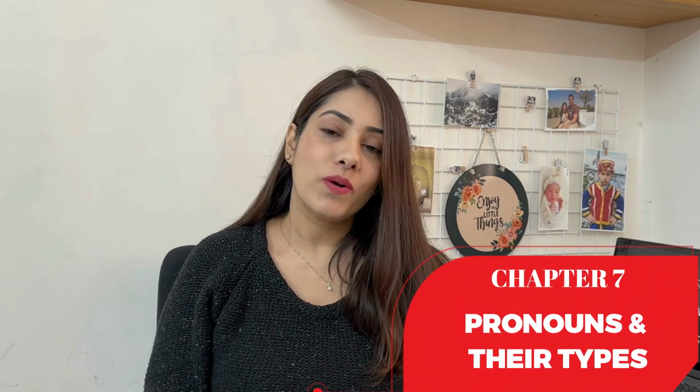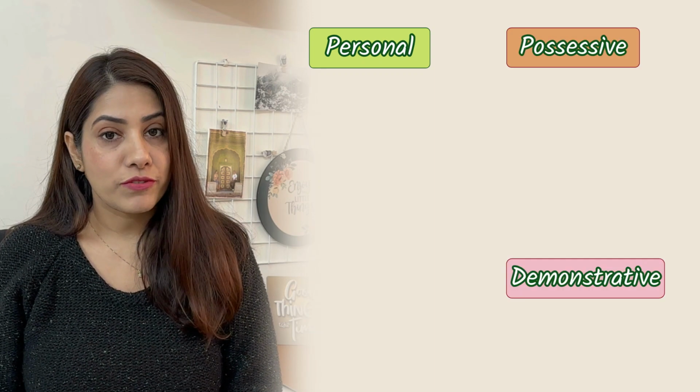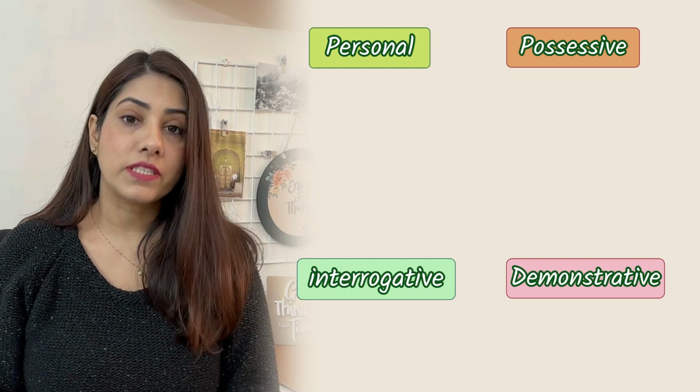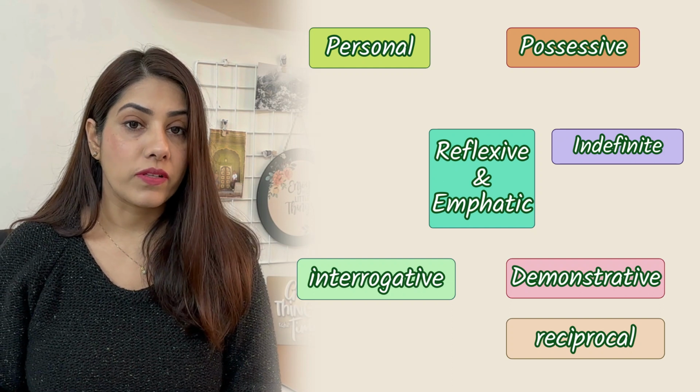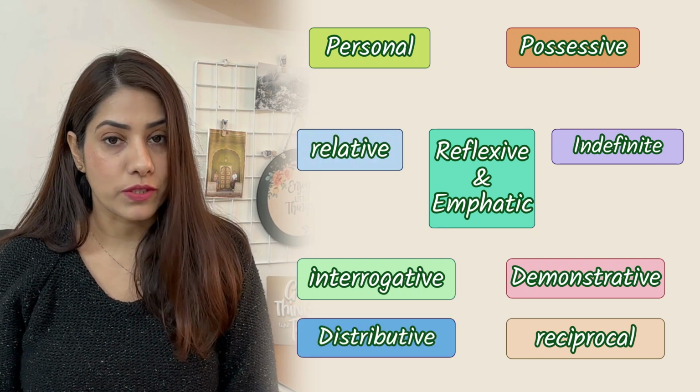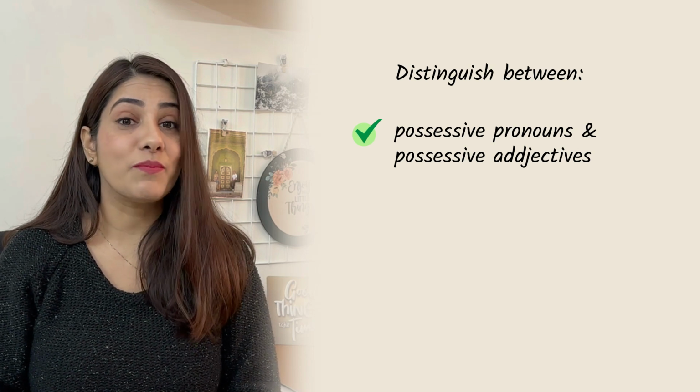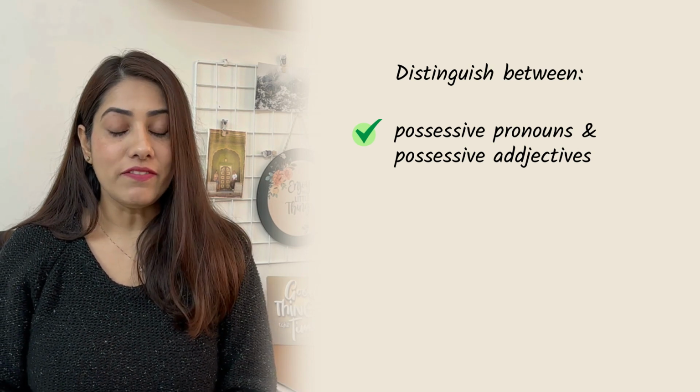What are pronouns? What are their different types? So by the end of this lesson, you will be able to identify and differentiate between different types of pronouns: personal pronouns, possessive pronouns, demonstrative pronouns, interrogative pronouns, reflexive and emphatic pronouns, indefinite, reciprocal, distributive, and relative pronouns. Not only will you learn how to identify these pronouns, but you'll also learn how to differentiate between the most confusing possessive adjective and possessive pronouns. So let's begin.